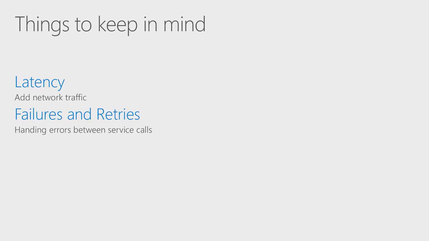Now, another thing is now that we have that network hop, there could be failures. And so we need to have some sort of failure and retry strategy. So if the service goes down, do we continually retry until it comes back up? Do we back off exponentially? What happens if there's a cascading set of failures? We need to come up with some sort of strategy for all these different scenarios, and it's going to be different from one service to another.